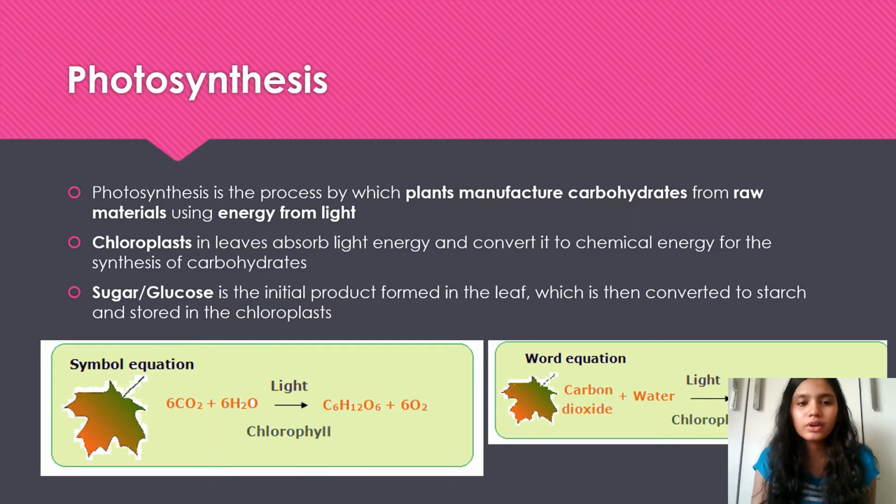So first, let's look at the definition. Very often you are asked this for 2 marks. So here I've made bold the parts that you would be getting marks for. So it is the process by which plants manufacture carbohydrates, as you can see in the equation, from raw materials, as you can again see in the equation, using energy from light, as you can see in the equation again.